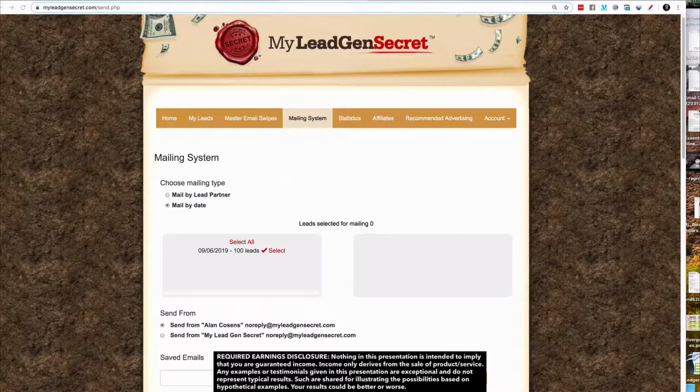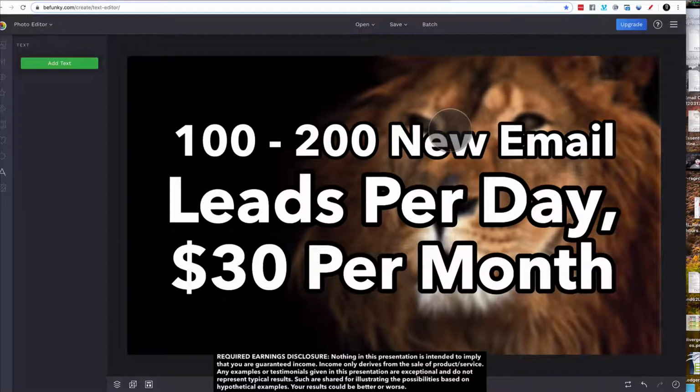Now, back on the graphic here, when it says 100 to 200, the way that this works is the service itself, it's $30 a month. There's a $30 one-time setup fee. Okay, so right off the bat, to get started is $60. They get you all set up. That includes your first month's leads. So 3,000. You're basically getting 3,000 leads the first month, plus a mailer system for $60 your first month and $30 every month after that.